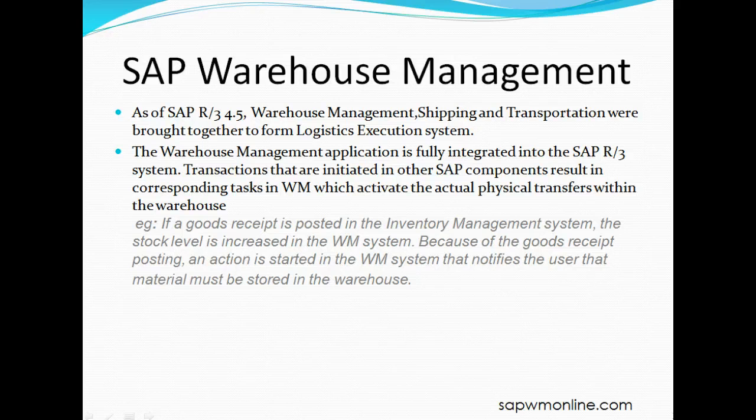The transactions that are initiated in other SAP components result in corresponding tasks in WM, which activate the actual physical transfer within the warehouse. So for example, if a goods receipt is posted in inventory management system, the stock level is increased in the WM system. Because of the goods receipt posting, an action is started in the WM system that notifies the user that material must be stored in the warehouse. So this means that the WM module is very tightly integrated with the IM module and also with other modules. So any change that is seen in the IM module or any other module will also be reflected in the WM module in real time.